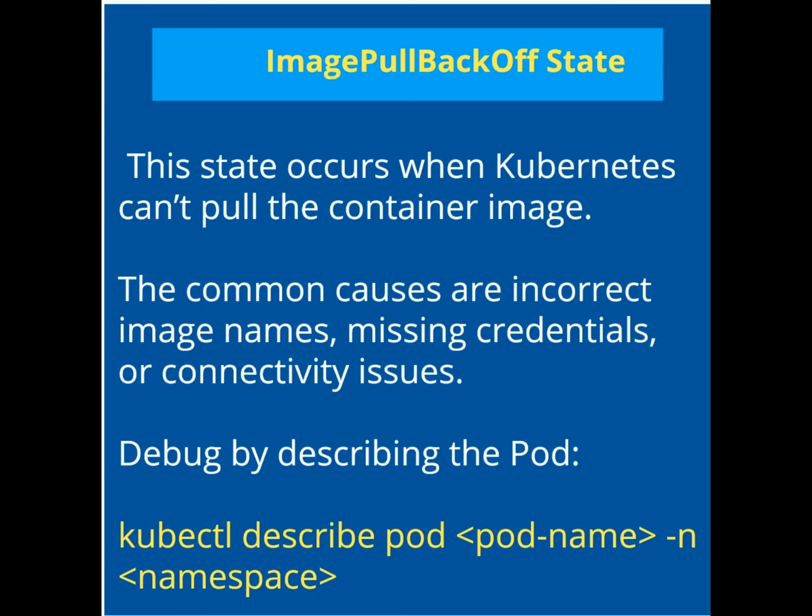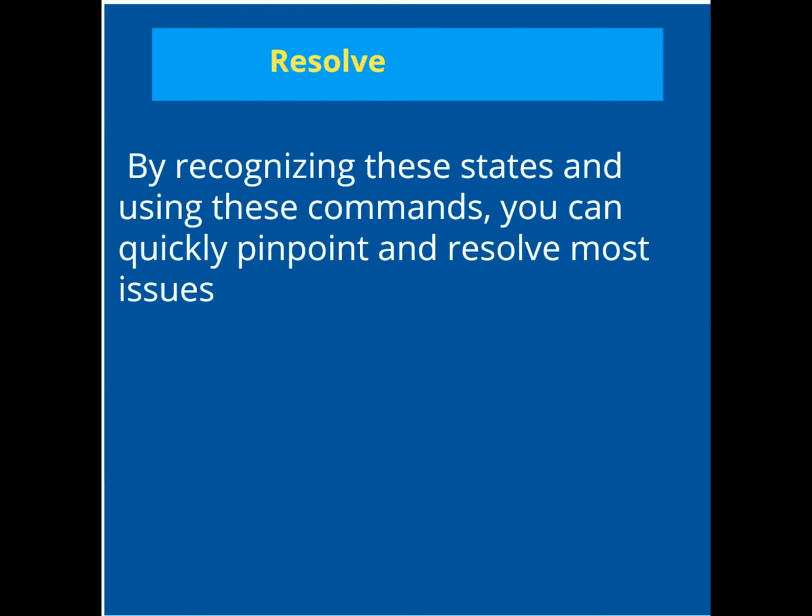ImagePullBackOff state. This state occurs when Kubernetes can't pull the container image. The common causes are incorrect image names, missing credentials, or connectivity issues. Debug by describing the pod: kubectl describe pod <pod-name> -n <namespace>. By recognizing these states and using these commands, you can quickly pinpoint and resolve most issues.